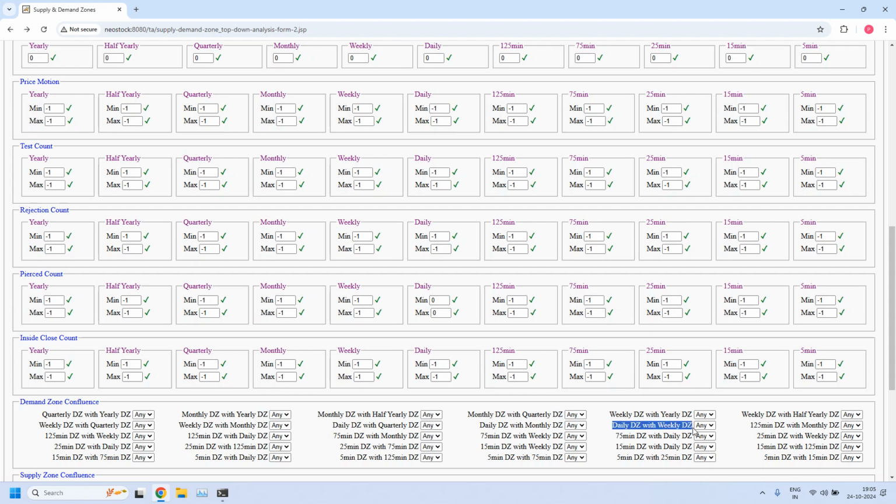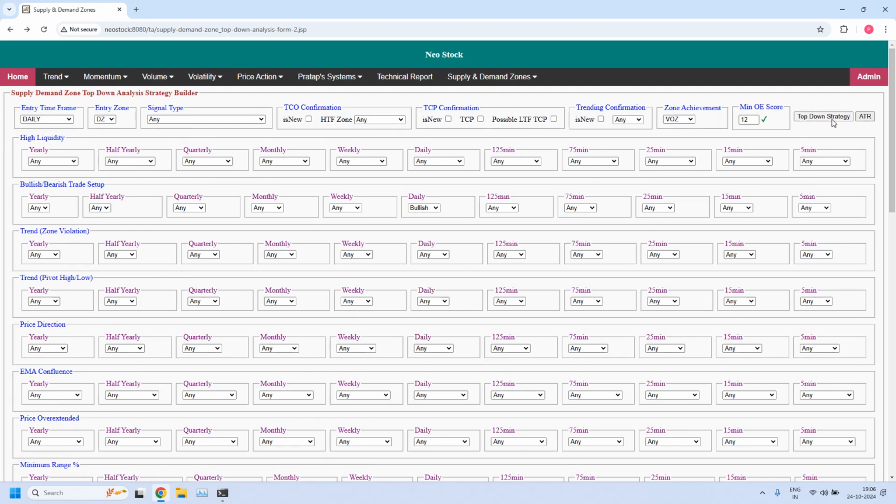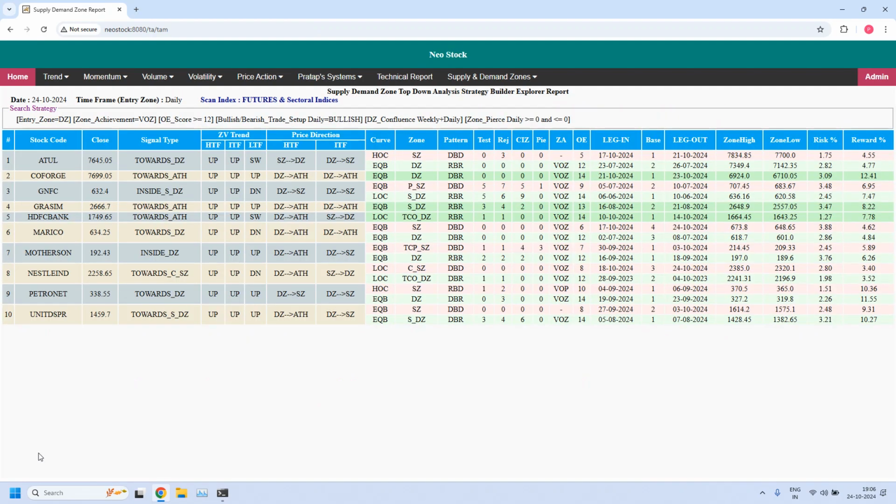So daily demand zone with weekly demand zone confluence filter, I enabled. With this filter we got 10 stocks. Out of 18, these 10 stocks are filtered. All these 10 stocks are supporting bullish trade setup for monthly income trade, and also the entry time frame daily zones are part of the weekly zones.